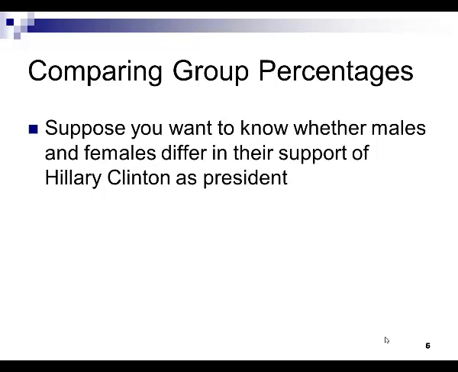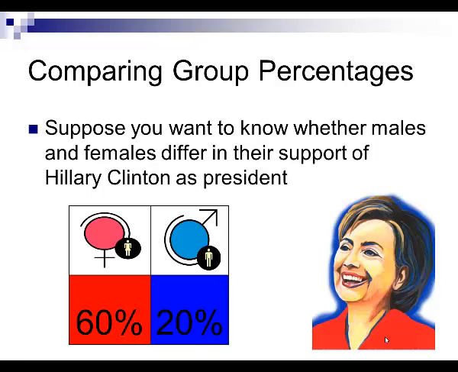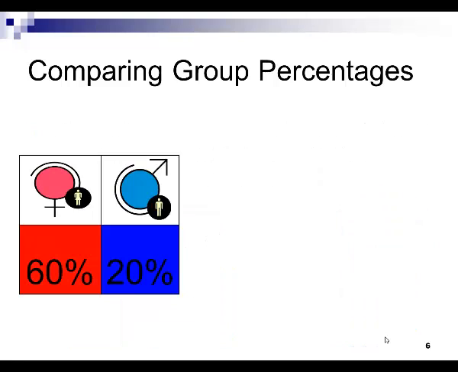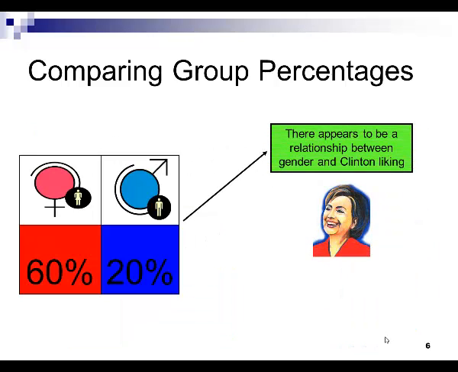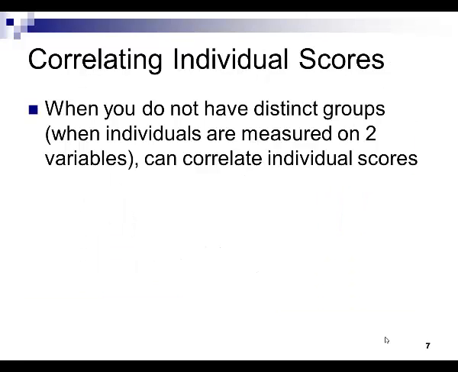So suppose you want to know whether or not males and females differ in their support of Hillary Clinton as president, and obviously this is a little bit dated, so we could put in Obama now, but even then, that's a little dated. And let's say that 60% of females support Hillary Clinton and only 20% of males support Hillary Clinton. So there appears to be a pretty good relationship between gender and the liking of Clinton. And one thing that we want to note here is that we use percentages because the variable here, gender, is a nominal variable. It's a categorical variable.